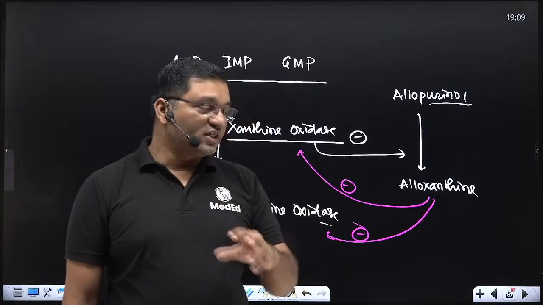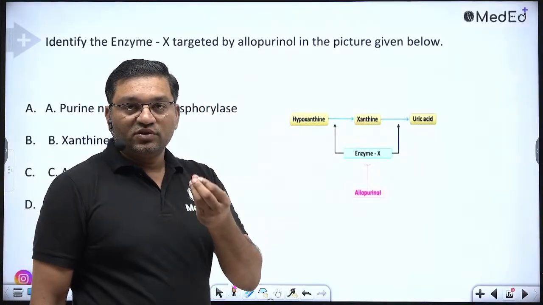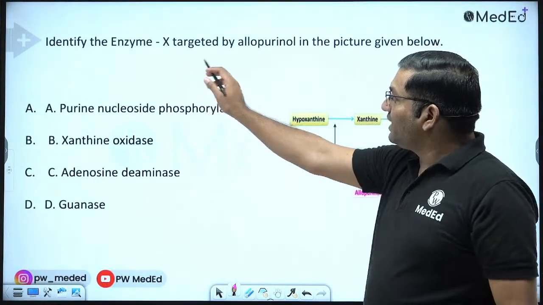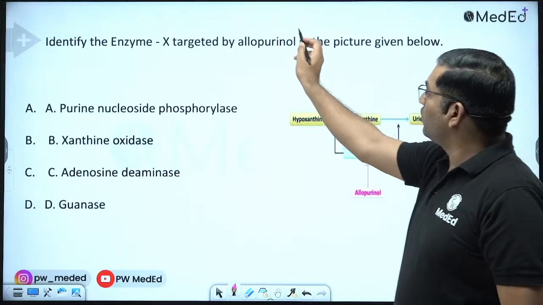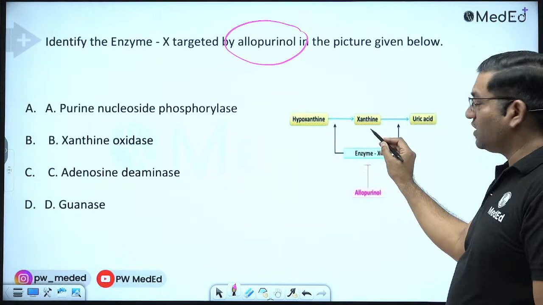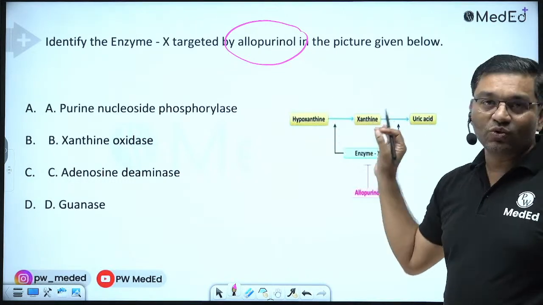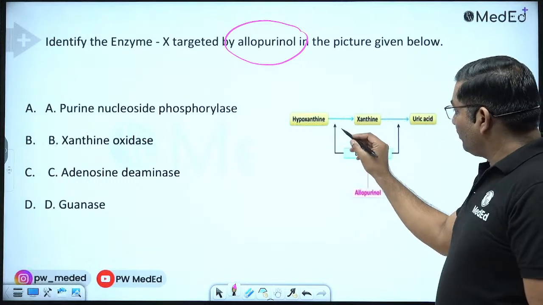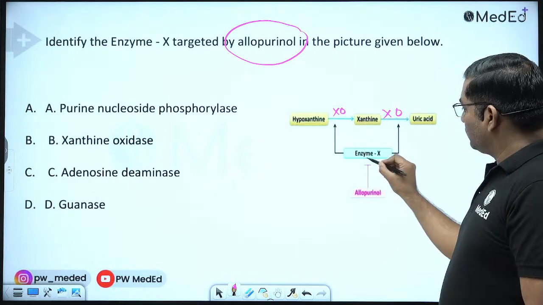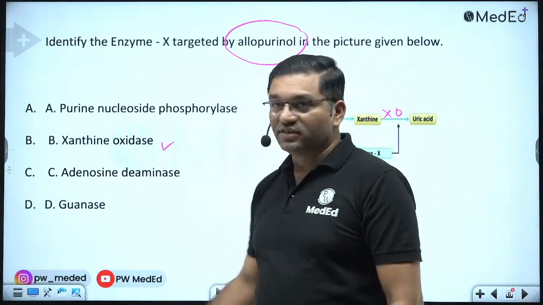That's why it is also known as suicide inhibition. In the treatment of gout, the drug used is allopurinol. Identify the enzyme X targeted by allopurinol in the given pictures. Hypoxanthine is converted into xanthine, xanthine is converted into uric acid. This is purine nucleotide degradation, so the enzyme is xanthine oxidase.